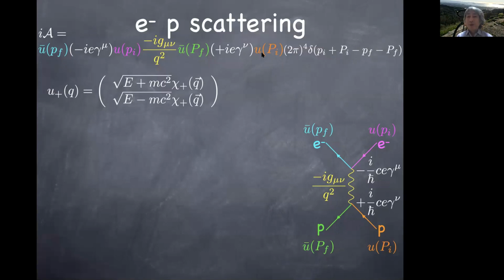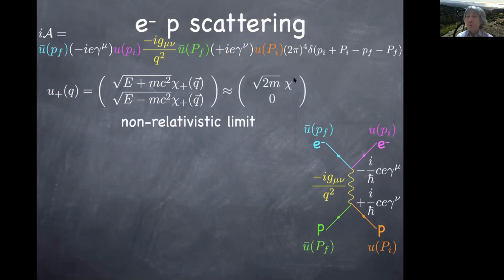So let's say we do this in the non-relativistic limit. In the non-relativistic situation, the positive energy solution simplifies because the energy is basically mc squared. You can ignore the kinetic energy, which is suppressed by 1 over m. So the second piece here is gone.